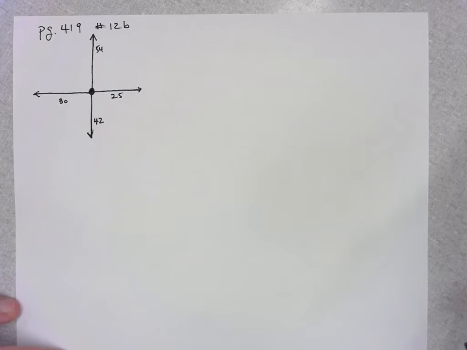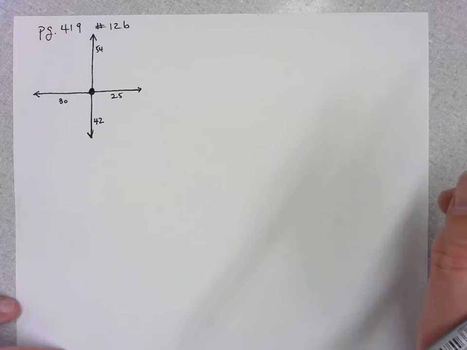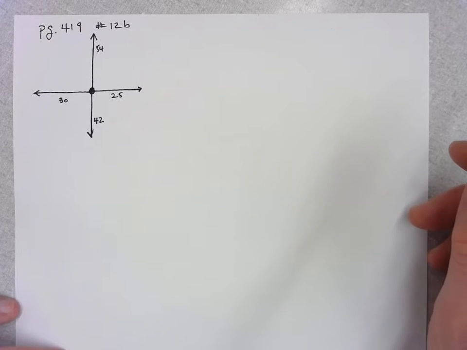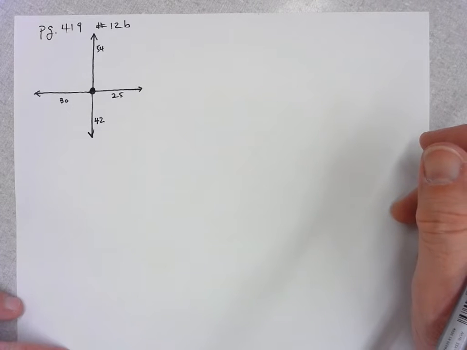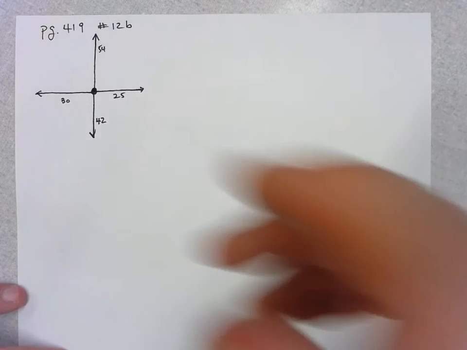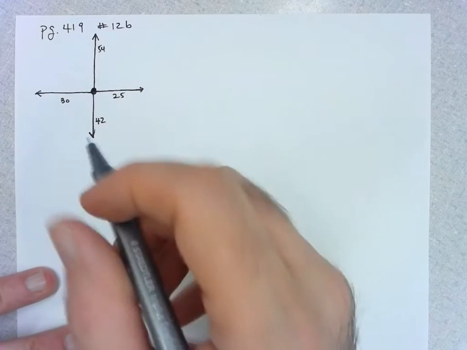Hi folks, we're going to take a look at page 419, number 12b. What they tell us is that there's four forces acting on an object, and they want us to determine the resultant and equilibrium forces. Okay, so now there's a couple of ways to solve this problem.